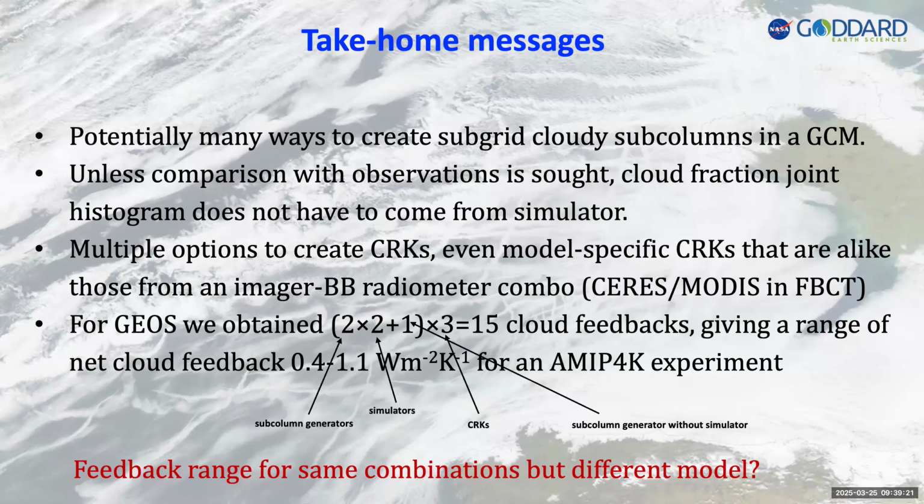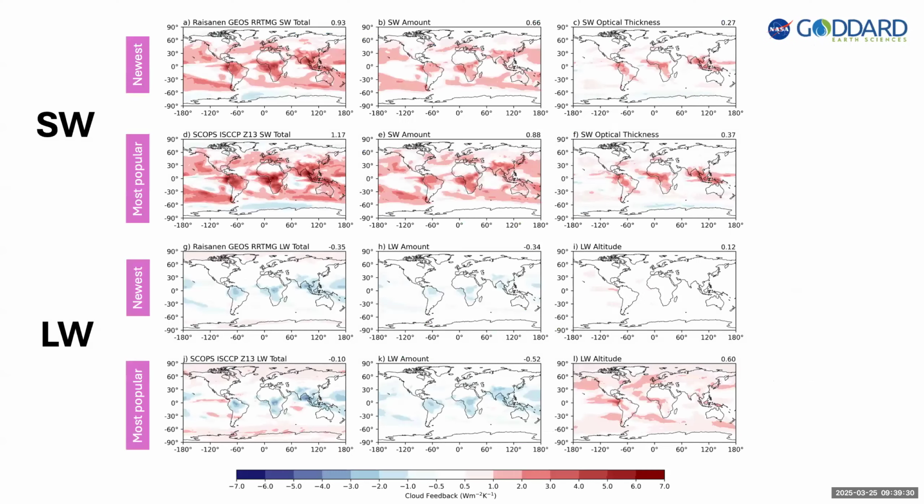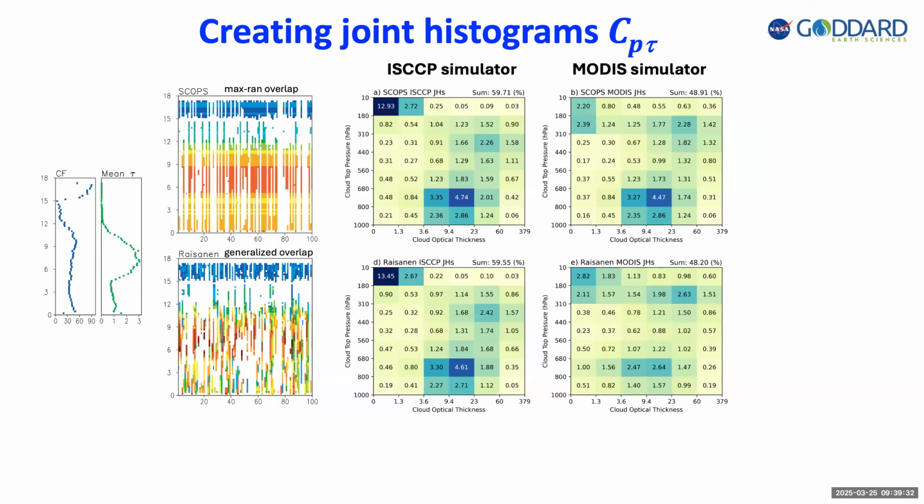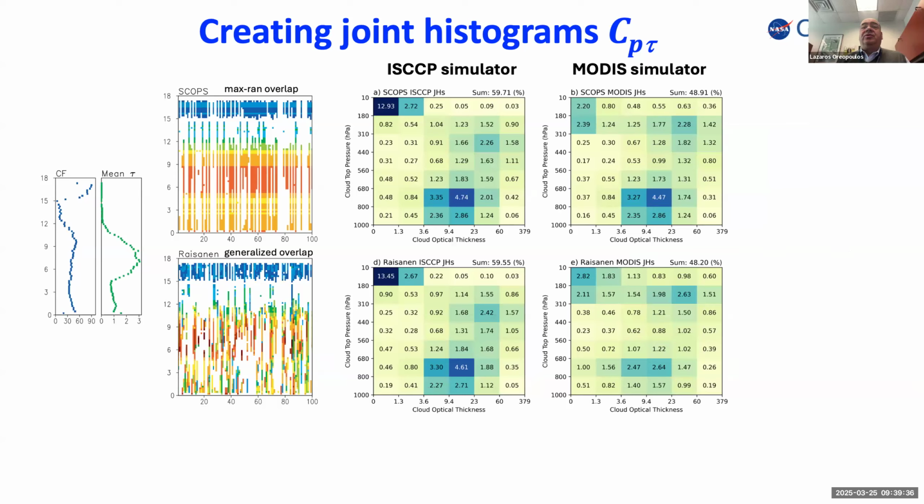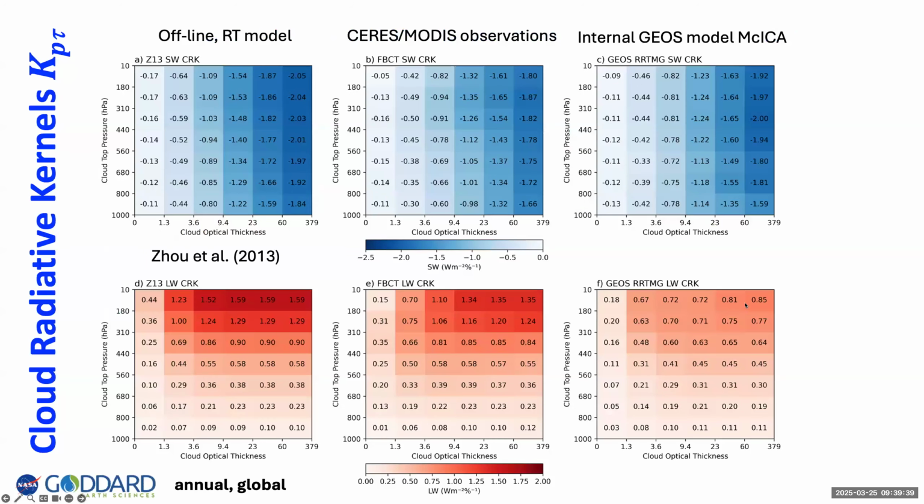Yeah, nice presentation, Lazarus. I was just curious, do you know why the on-the-fly GEOS longwave kernel is so weak compared to the others? You are probably referring to this area here, right? Yep.